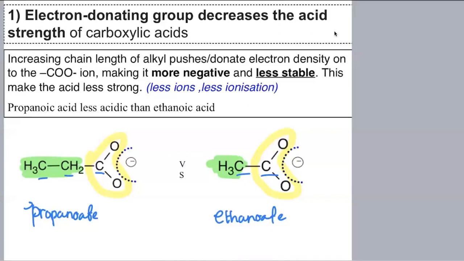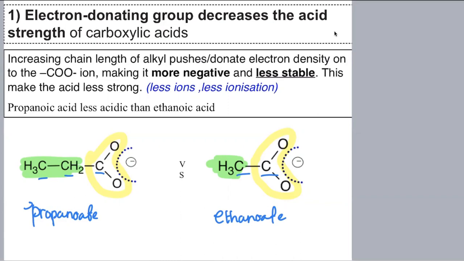The reason for that: both of them contain an alkyl group, so both are electron donating, but the effect is not quite the same. One has a better electron donating effect than the other. If you look at the propanoate, remember that this ion is a negative ion. Propanoate contains an ethyl group. The bigger the alkyl group is, the more effective it is at electron donating.